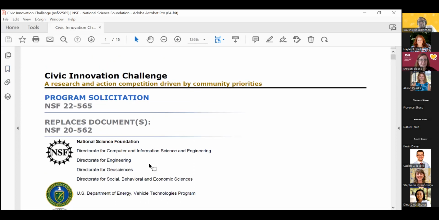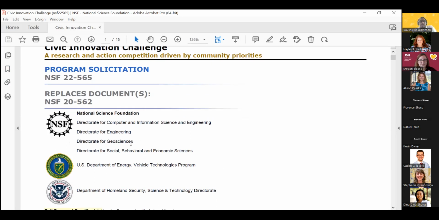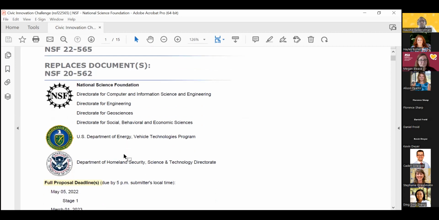And this is the solicitation. It's in a PDF format, but I prefer working in PDF so I can annotate, highlight, etc. So here, this competition is all about community-driven priority. And when you look at this, you see these directorates are funding it. So your research should fit within the work of one of these directorates.